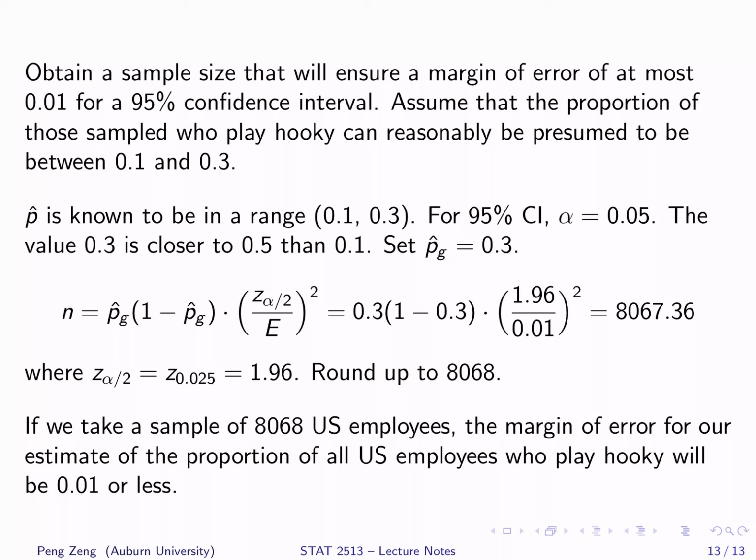If we take a sample of 8,068 US employees, the margin of error for our estimate of the proportion of all US employees who play hooky will be 0.01 or less. We can see that this sample size is smaller than the previous one. It makes sense because when we have more information on p hat, it is expected that a smaller sample size can achieve the same purpose.